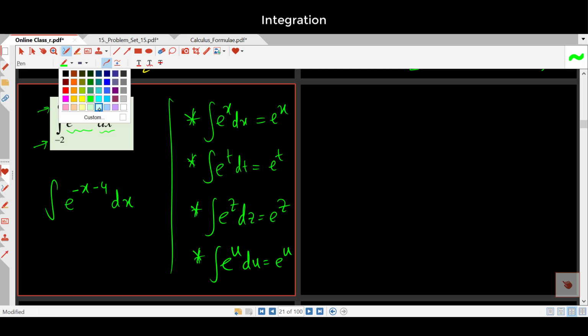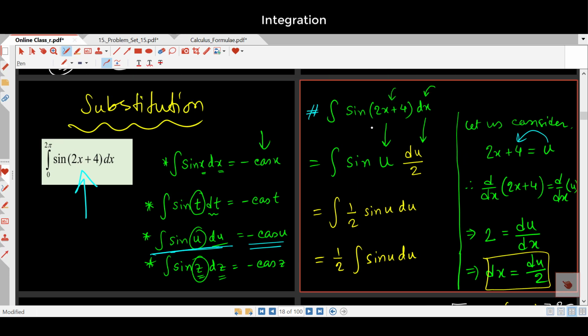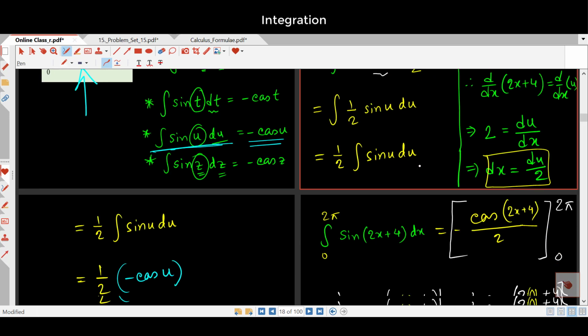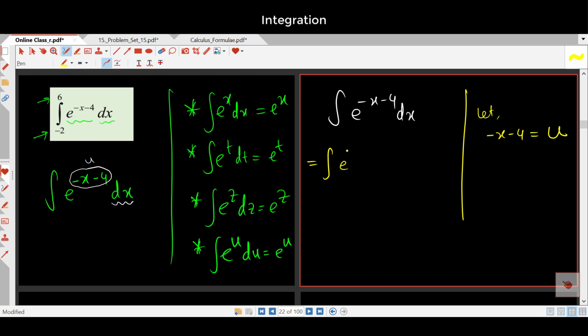So our target is to convert this part as a single variable u. Then only we can think about the formula, and at the same time dx will be converted to du, something like that, whatever we have done here. Have a look. We have considered a portion as u just to match with the formula, and automatically dx has been converted to du part by differentiation. So let us do the same thing. So here our problem is e power minus x minus 4. We are integrating with respect to x. So first of all, let us consider that minus x minus 4 is u. So what is the change here? Minus x minus 4 is now u.